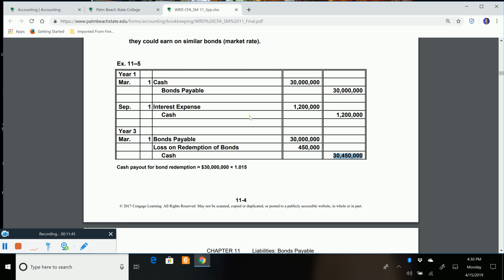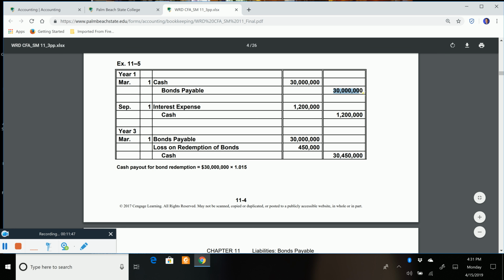$30,450,000. Now remember, how much was the bond payable? It was only $30 million, so we're going to get rid of the liability with a debit of $30 million. But you can clearly see we paid out more cash than what the liability was. The difference is a loss on the redemption of the bond. Well, the difference can be either way. It could be a gain or a loss. In this case, it's a loss because I'm missing a debit.